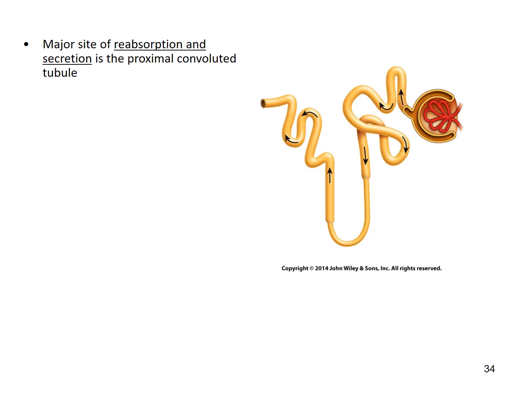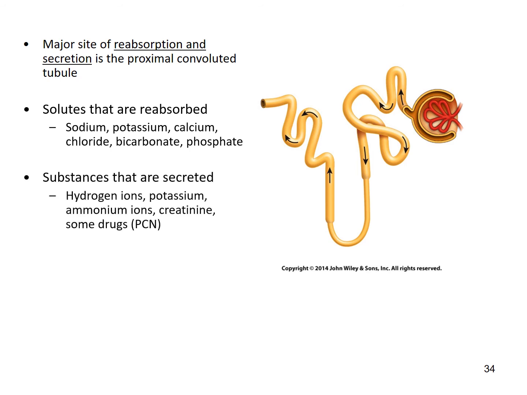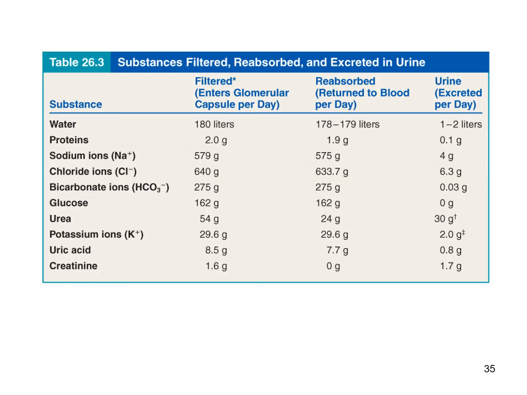The major site of reabsorption and secretion is the proximal convoluted tubule. The solutes that get reabsorbed here are sodium, potassium, calcium, chloride, bicarbonate, and phosphate. Substances that actually get secreted here can include hydrogen ions, potassium, ammonium, creatinine, and some drugs, including most notably penicillin. So these are the substances that are filtered, reabsorbed, and excreted in the urine. And as you can see, most of these are actually handled by the proximal convoluted tubule.